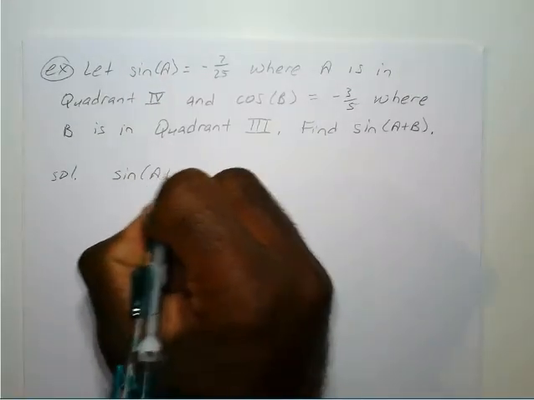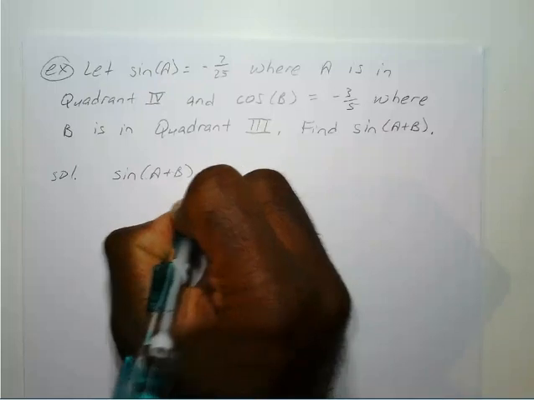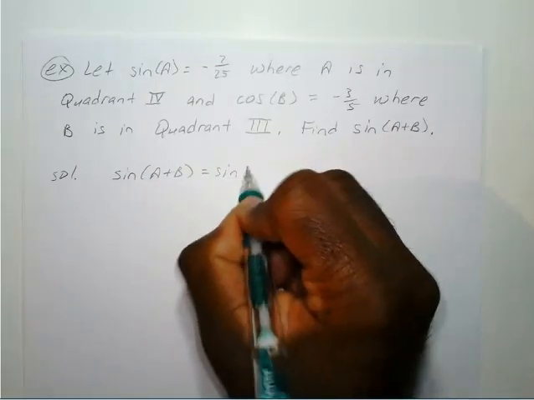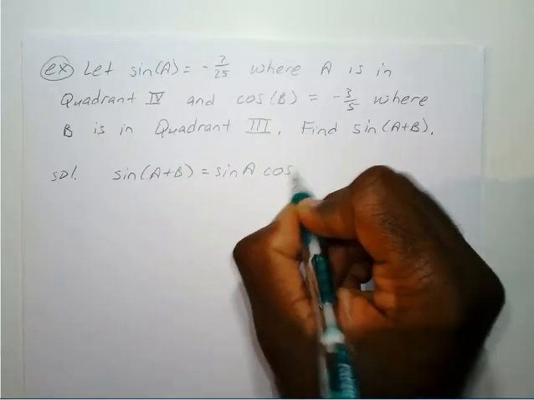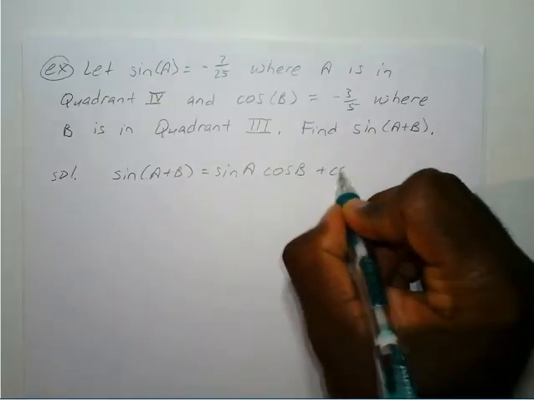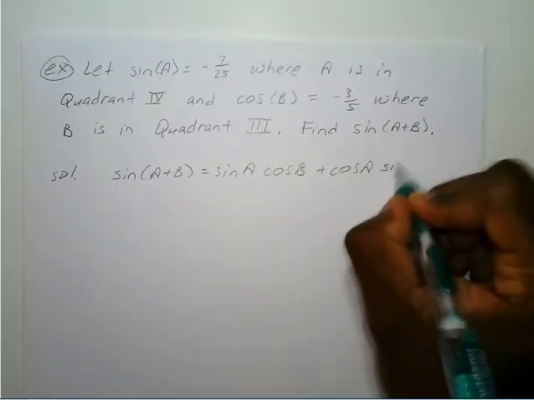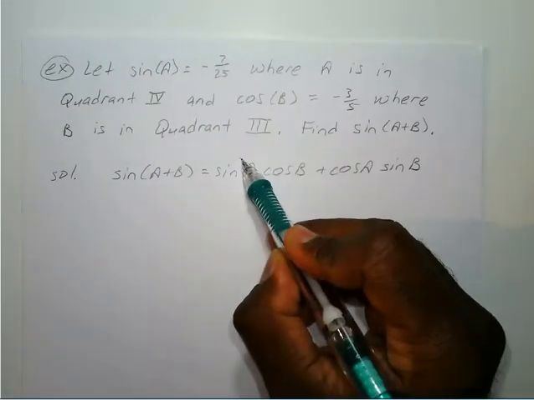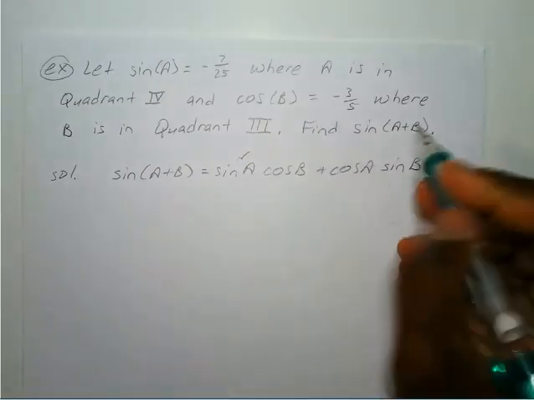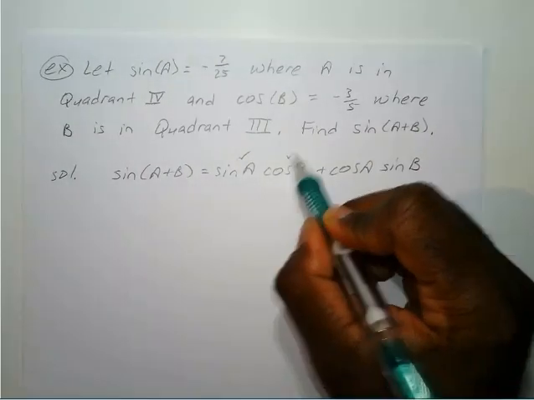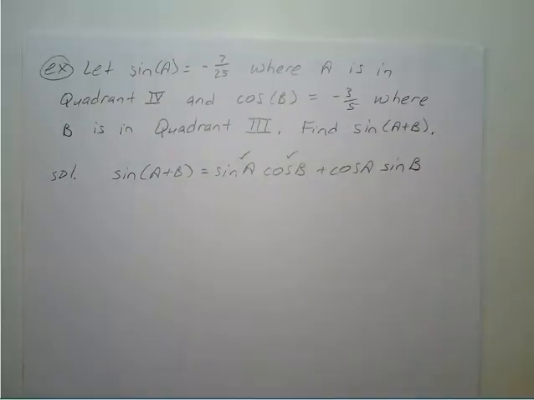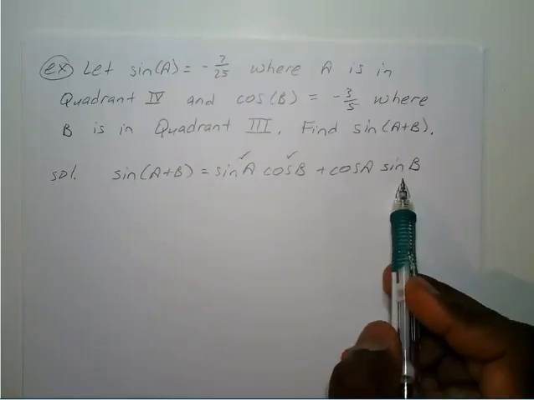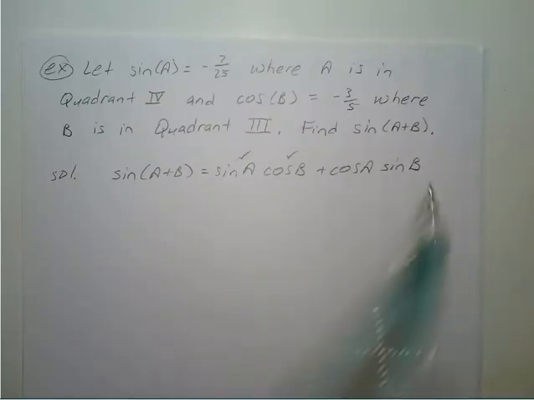So sine of a plus b is equal to sine of a times cosine of b plus cosine of a times sine of b. Okay. Well, the thing is, they already gave us sine of a, and they gave us cosine of b. What we don't have is cosine of a and sine of b. But we have everything we need to find it.